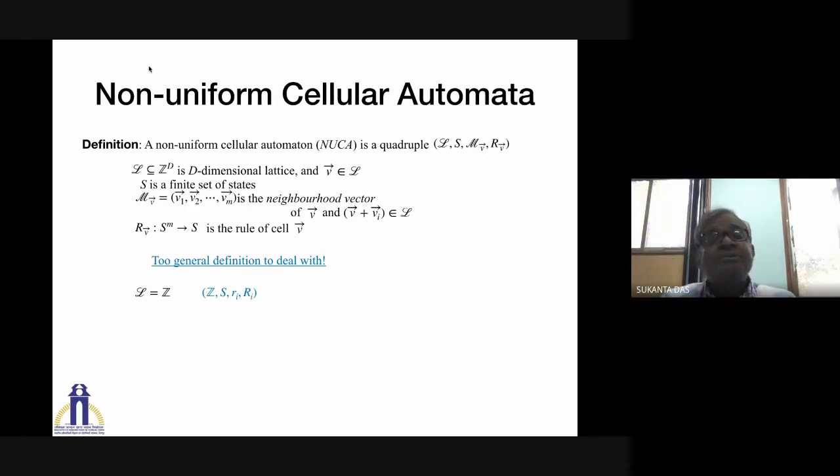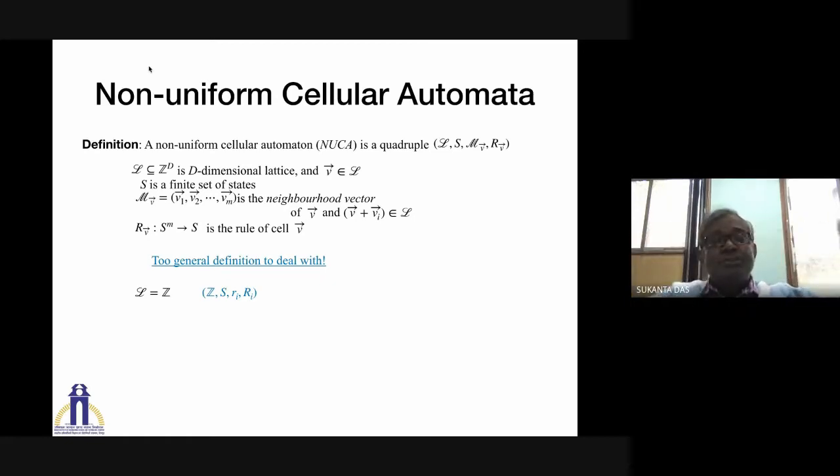Another way was using the radius. We have discussed this part before. Here I have used radius with the same meaning. So radius is different: here, small ri and capital Ri. Capital Ri is the rule of cell i, and for that rule, the radius is small ri.